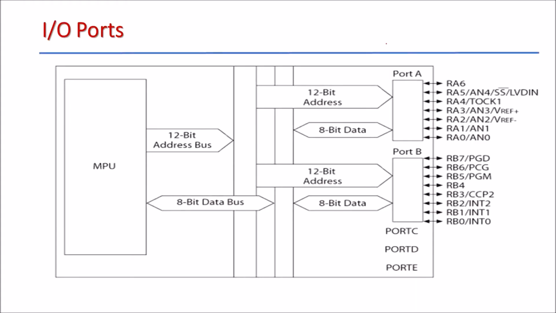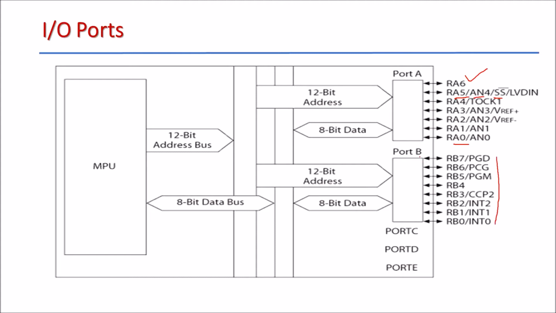This diagram shows how these pins are multiplexed. Like port A pins are shown here. So RA6 can be used as an input-output port, but RA5 is multiplexed. It can be used as an analog input for ADC. Then SS bar, that is the select terminal for SPI protocol, LVD in. Like different functions are assigned to this port pin. So most of the port pins are multiplexed.